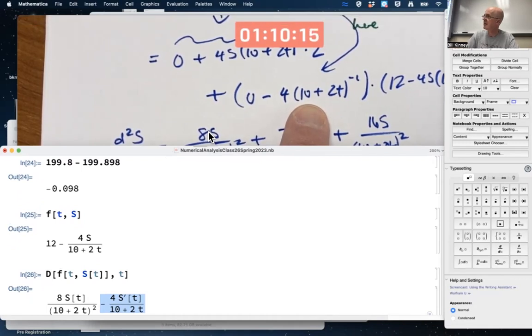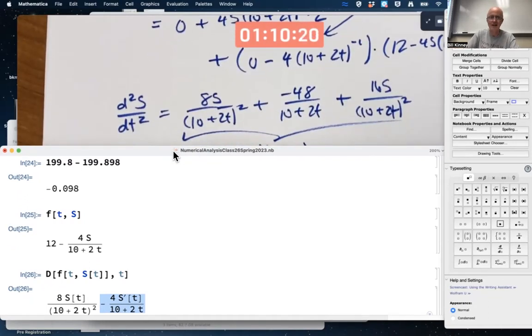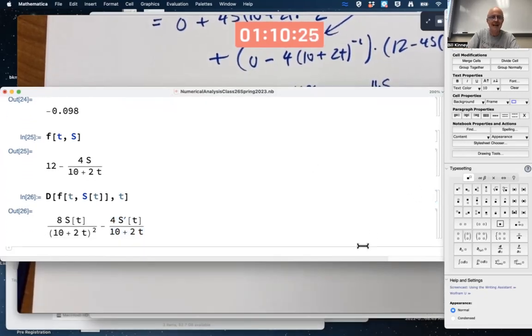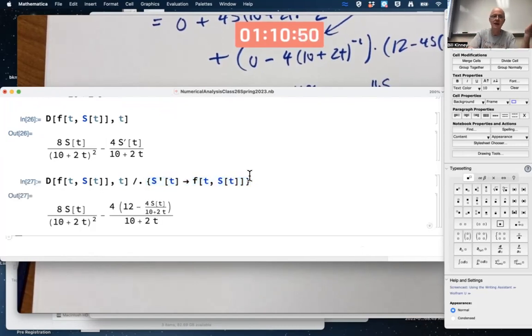So it is using the multivariable calculus chain rule in Mathematica when I do that. But I want to simplify it to what I got here. So what you can do to do that is you can replace S prime of t with the original right-hand side. And here is syntax that will do that. This slash dot, and inside curly braces, S prime of t arrow, F of t, S of t. That's going to take the previous output and replace the S prime with the right-hand side of the differential equation.